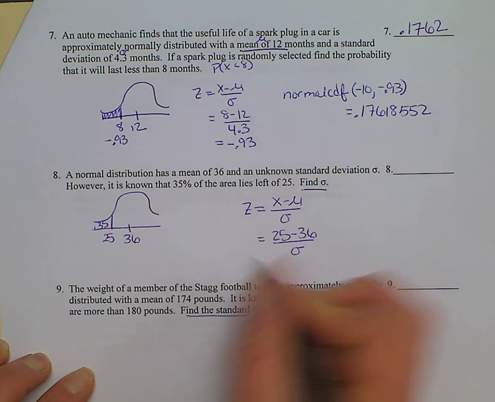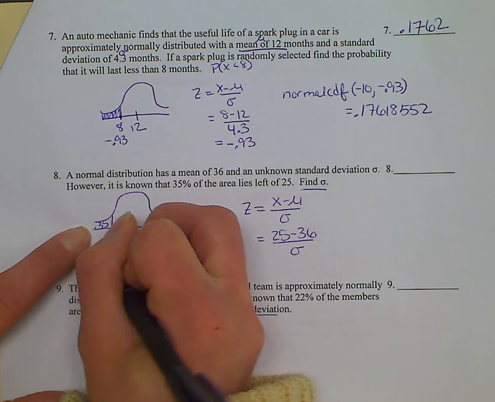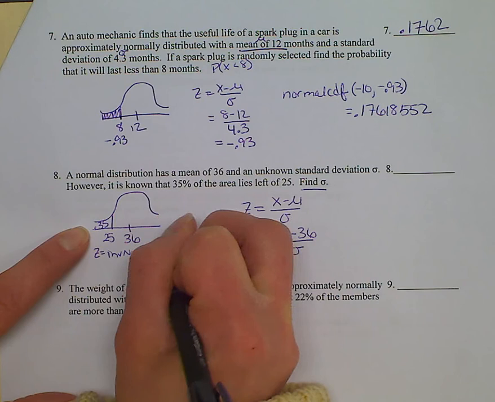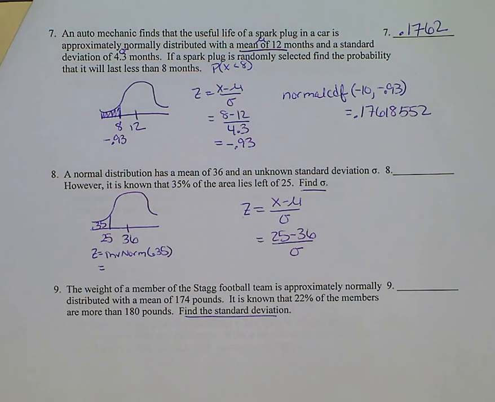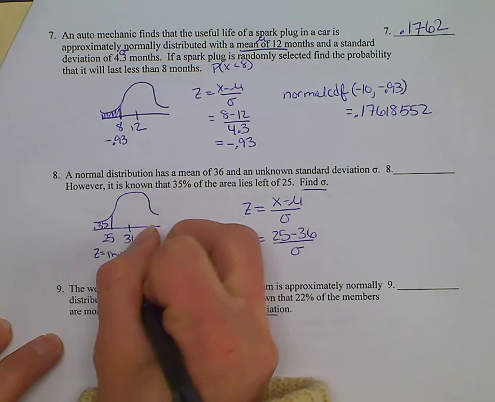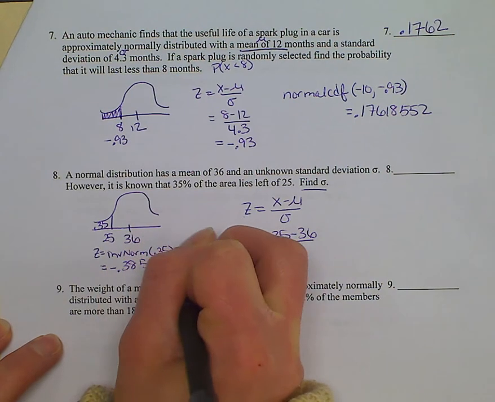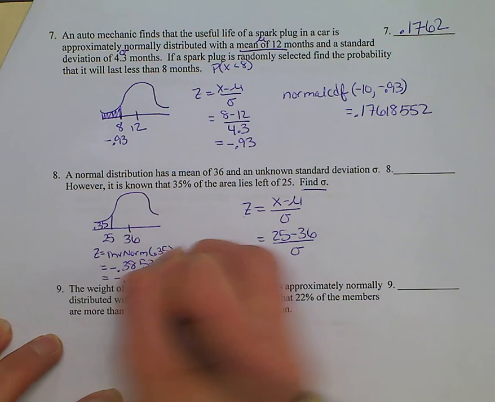Z, though, is not 35%. We actually have to find z by using the inverse norm. We enter in the area at the bottom of the curve. Okay, so using our inverse norm, with 35% at the bottom of the curve, we get negative 0.385. Remember, we round it to 2 decimal places, so we get negative 0.39.